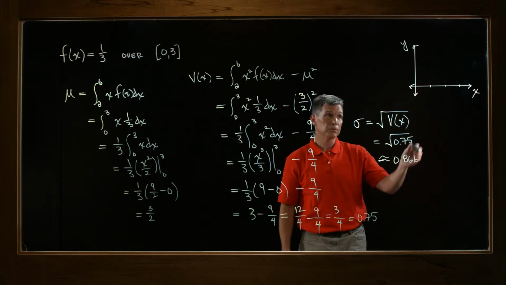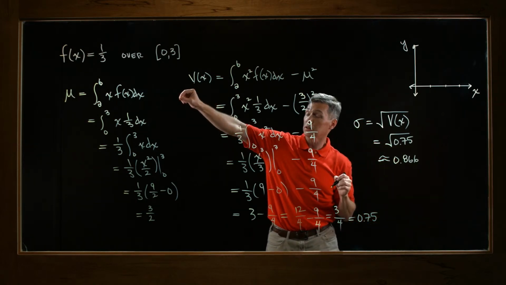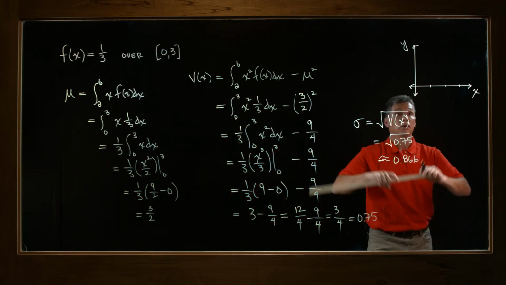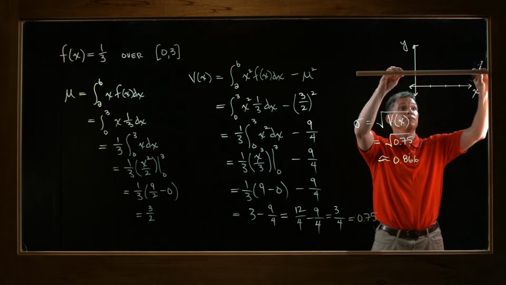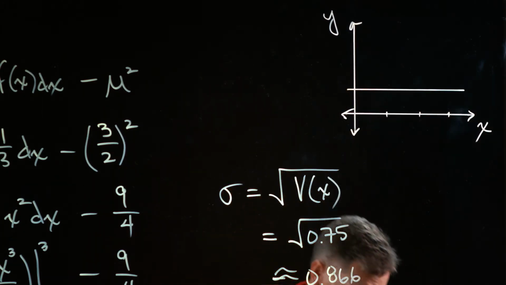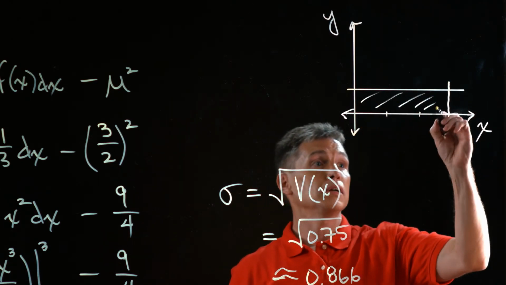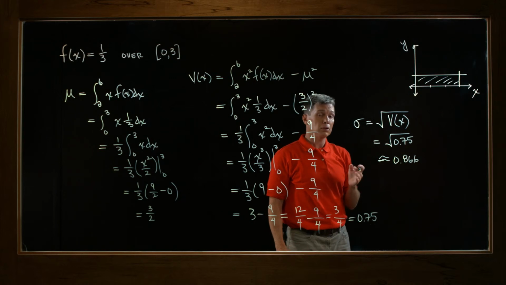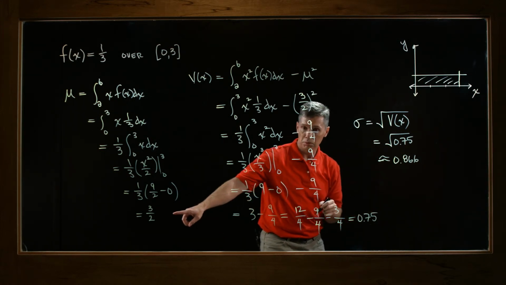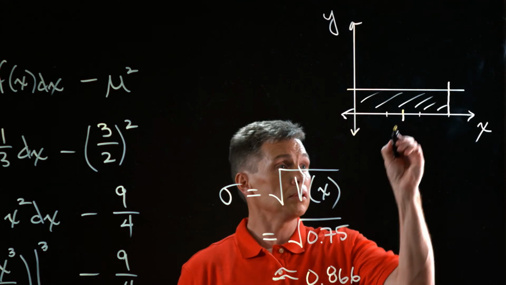The last part of the problem asks us to graph the function. So I'm going to graph a constant function, f of x equals 1/3. And so I'm just going to end up with a nice horizontal line over the interval from 0 to 3. So I really only even have that part of the x-axis. So that would be a graph of the probability density function. They also mentioned to plot your mean. So our mean is 3/2, which would be right there.